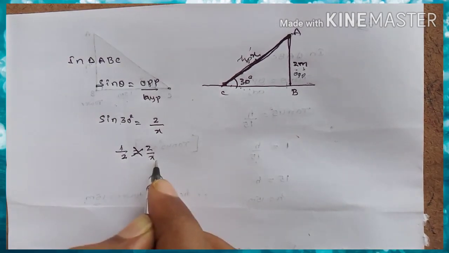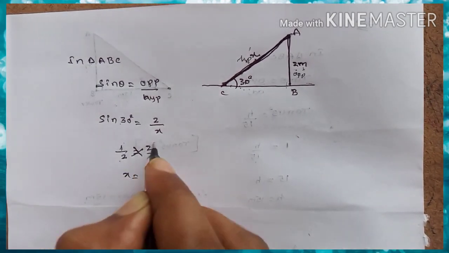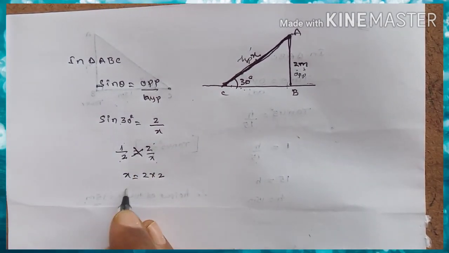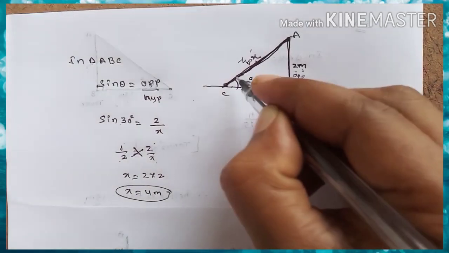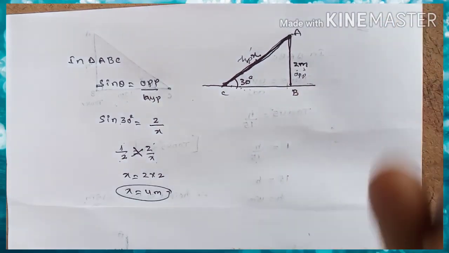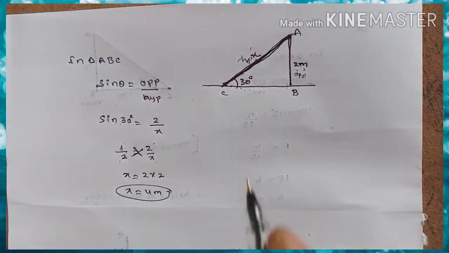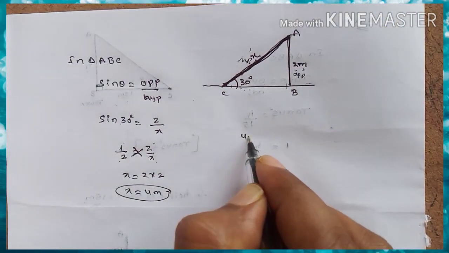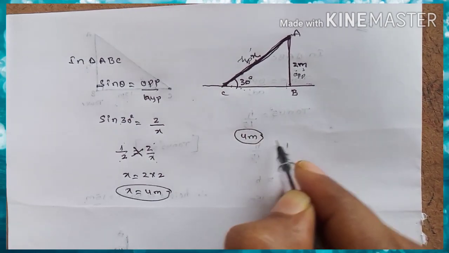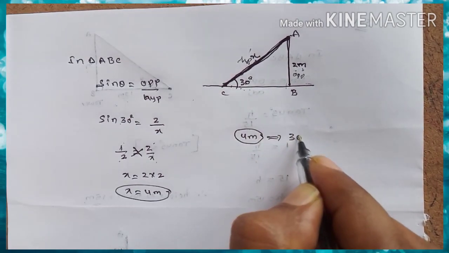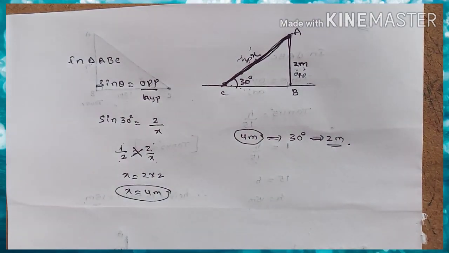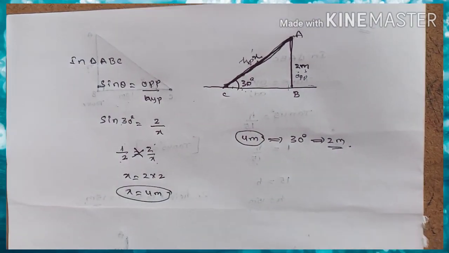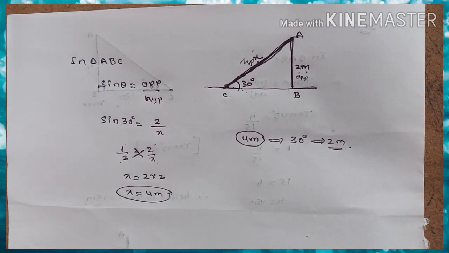Apply cross multiplication. x is equal to 2 into 2. So x is equal to how many meters? 4 meters. So what will be the length of the slide? 4 meters. It means if he takes a 4 meter slide and keeps it at a 30 degree angle, then the height will be 2 meters. Okay, I think you understood. Let's go for the next problem.